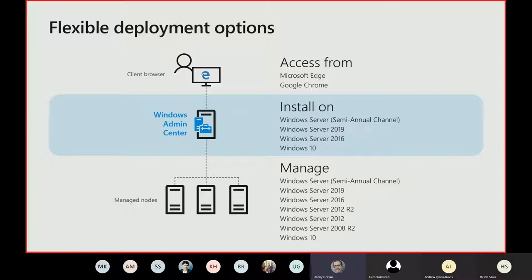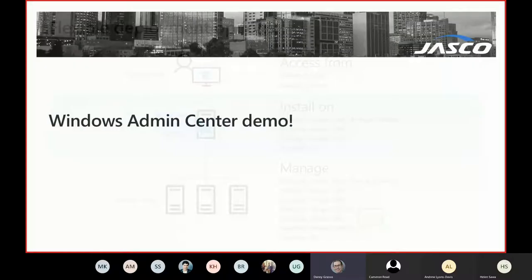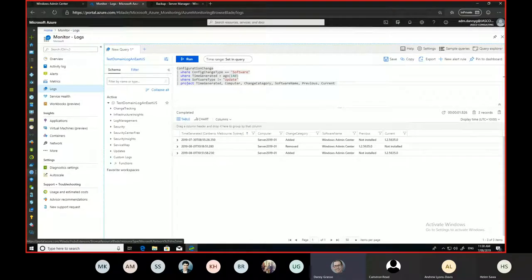Anyway. From a management point of view, the managed nodes can go all the way from Windows Server semi-annual channel release, Server 2019, all the way down to 2008 R2, and Windows 10 as well. It's interesting that 2008 R2 was a user feedback request to be able to be managed by Windows Admin Center, even though it's coming to end of life in January 2020. But you can manage 2008 R2 servers through Windows Admin Center as well. So that's enough about Windows Admin Center. I'm going to jump into a demo and show you what you can do with it.